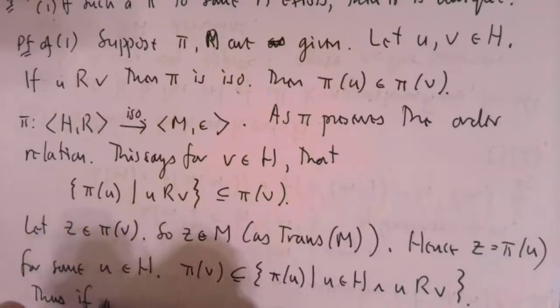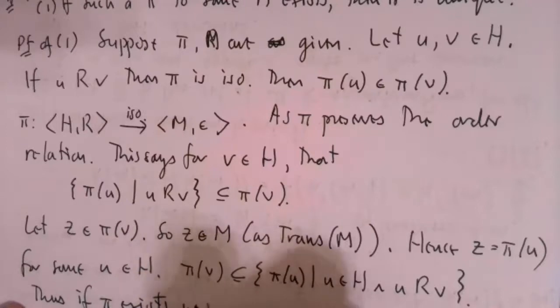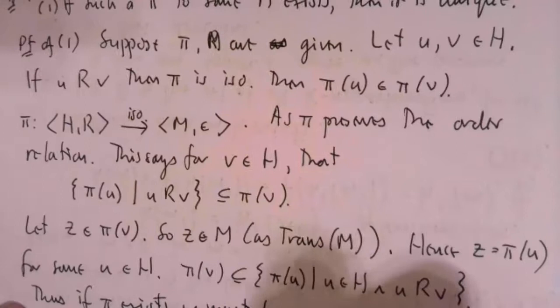Thus, if pi exists, it must have this form. There's no other option for it. Pi of V must equal the collection of pi of U's, where U is R below V.